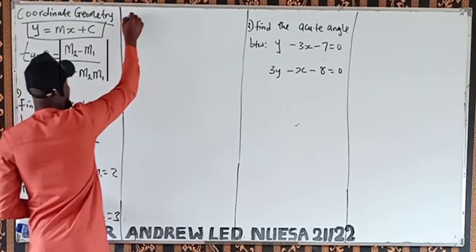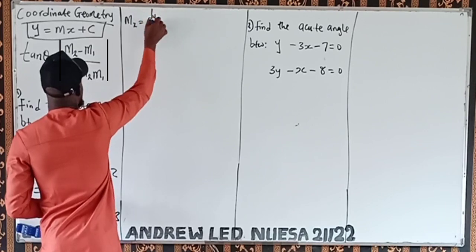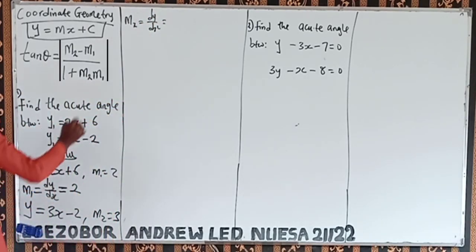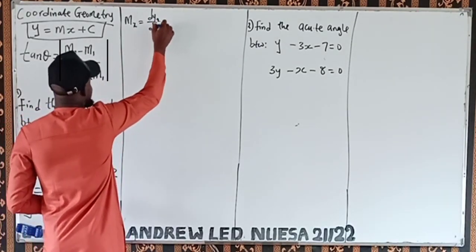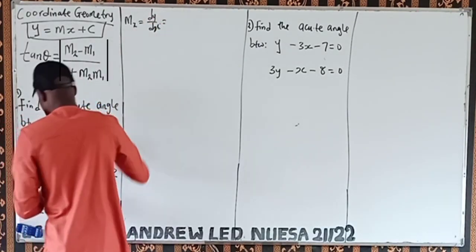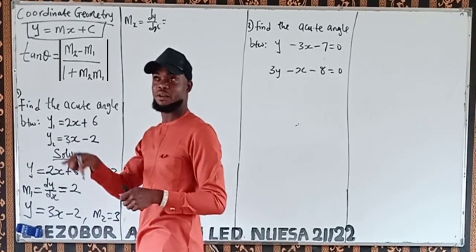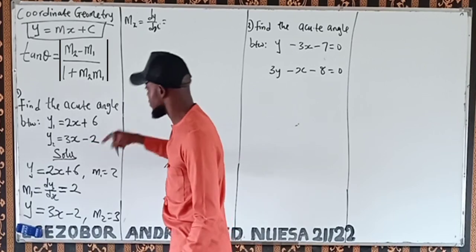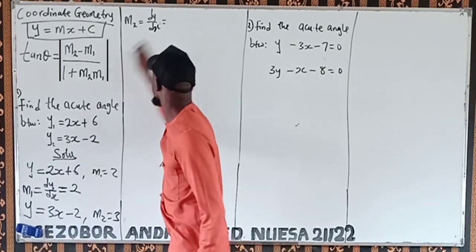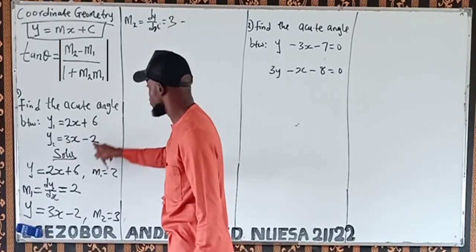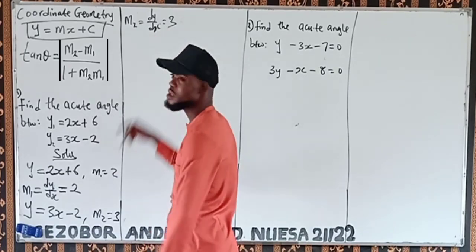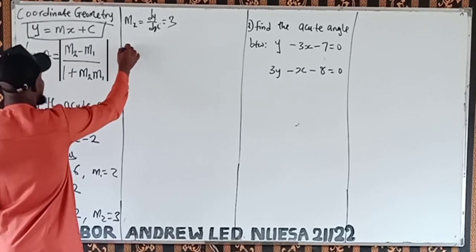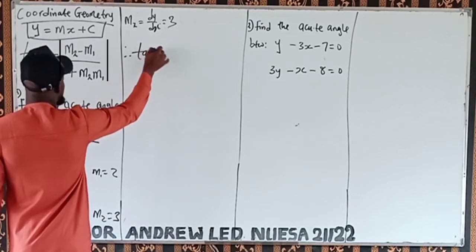Or we can also say our m2 will be dy2 over dx. This will be our first line, and this will be our second line. That is the y of the second equation, the second line, with respect to x. We have to differentiate this one now with respect to x. Differentiating 3x, we have 3. Differentiating 2, we have 0. So the gradient will be 3.